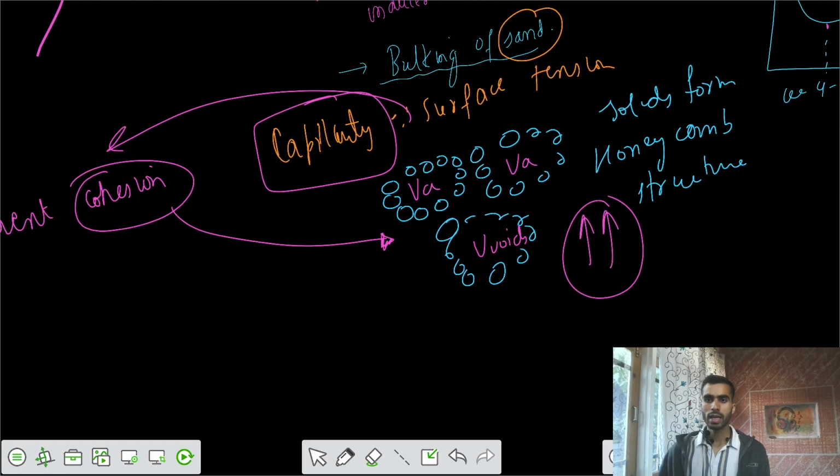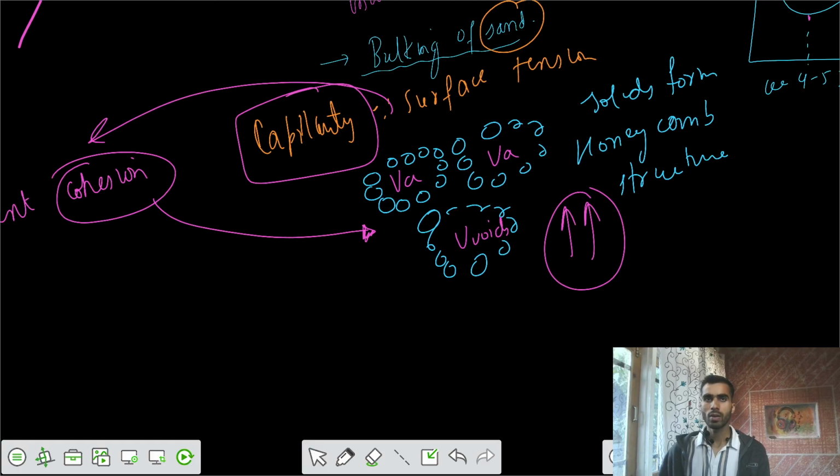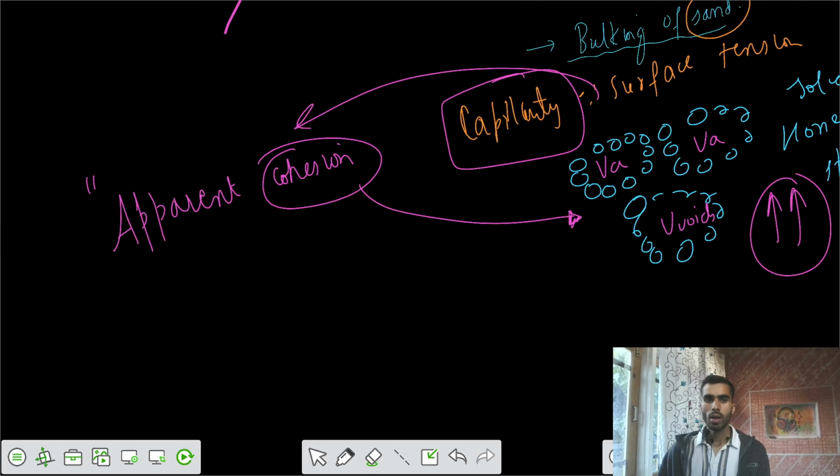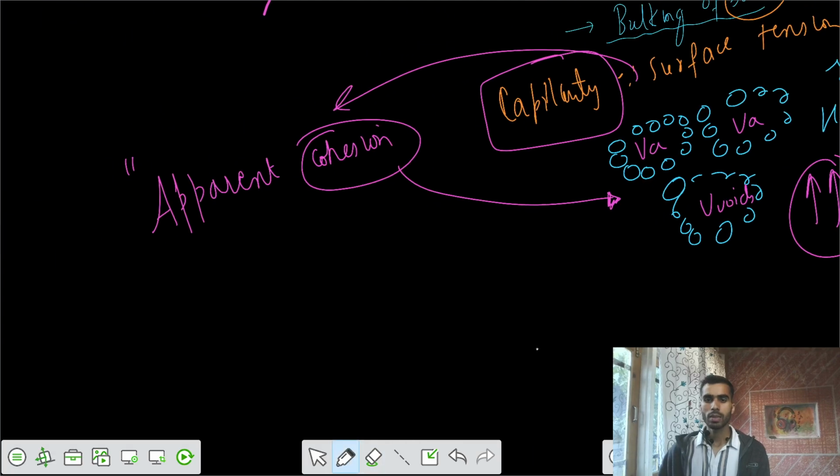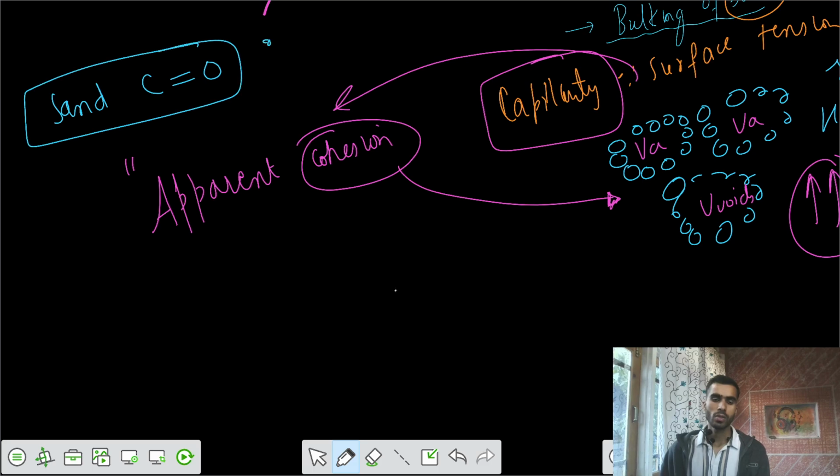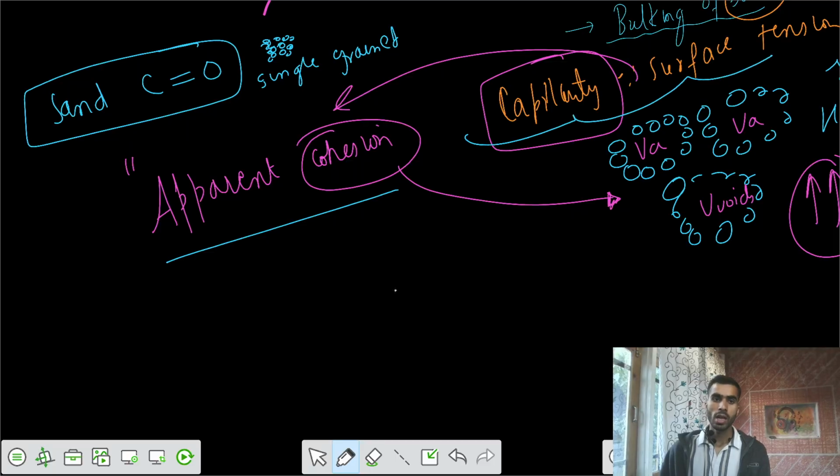Why are these structures getting developed? That is because of apparent cohesion that gets developed in the sand. Actually, sand is cohesionless soil, c is equal to 0. There is no cohesion, no interaction between the particles for your single grain structures. That's your sand. But there is a concept of apparent cohesion because of capillarity, because of surface tension.